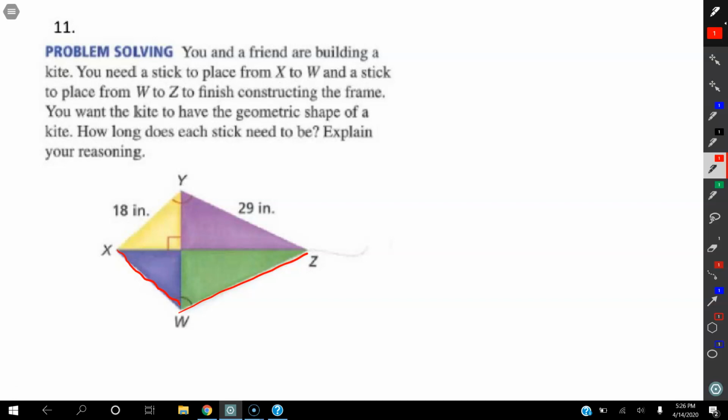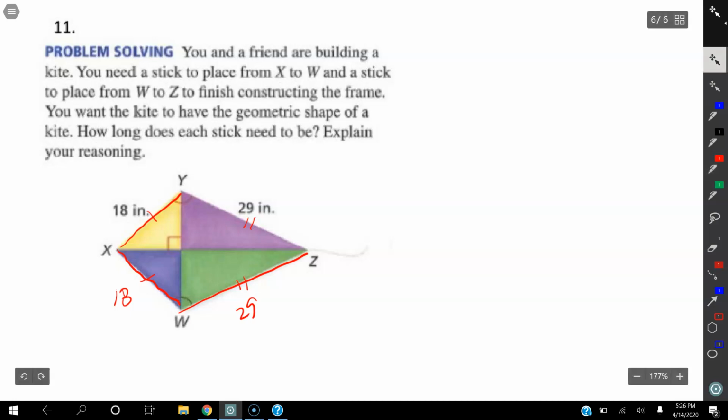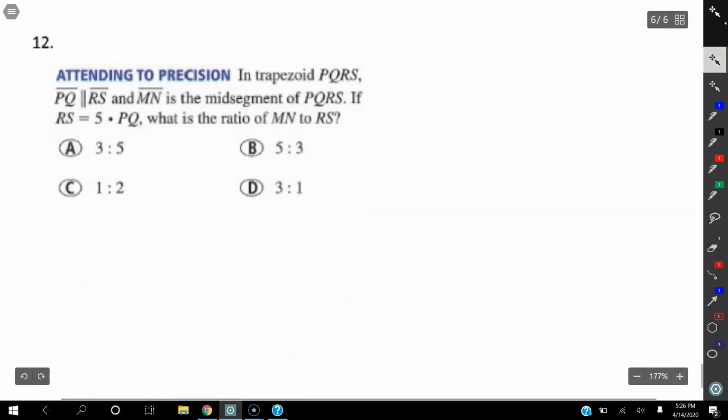Well, this one's really easy because if this is a kite, consecutive sides are equal. So that should be 18. And the other side should match up here, which is 29. That's pretty easy because of the properties of a kite. So not much to do on that one, luckily.